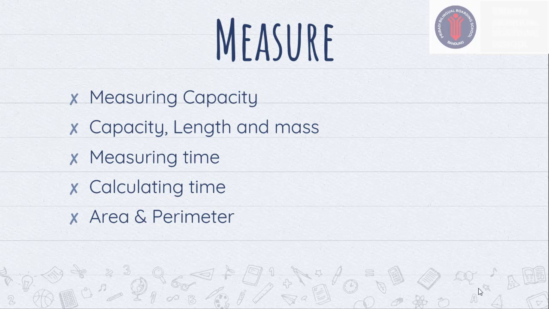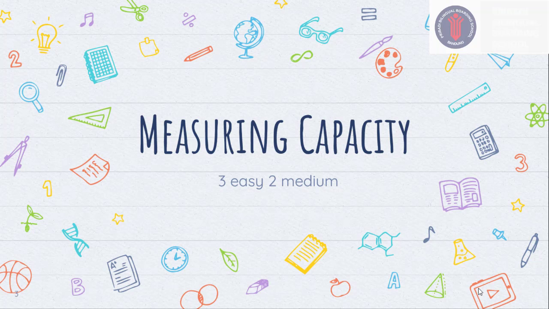If we talk about measure, we will also talk about these parts of measure, which are measuring capacity, length and mass, measuring time, calculating time, and area and perimeter. Let's talk about measuring capacity. In East 4, there will be some questions about measuring capacities. There will be 3 easy questions and 2 medium questions. So please pay attention carefully.